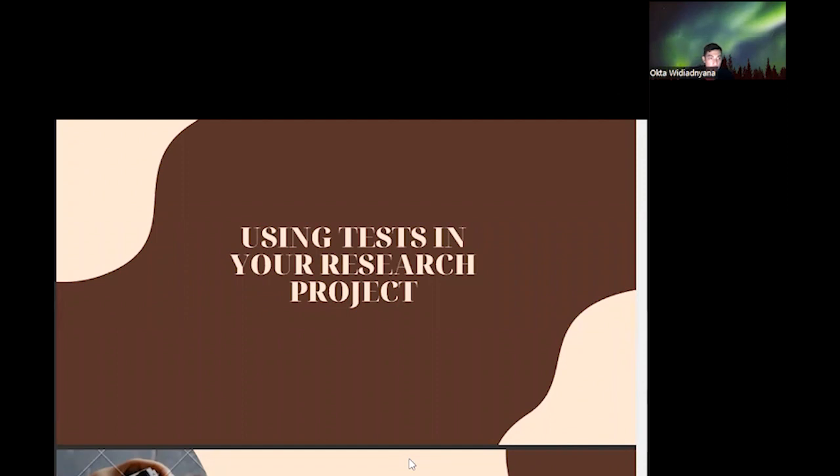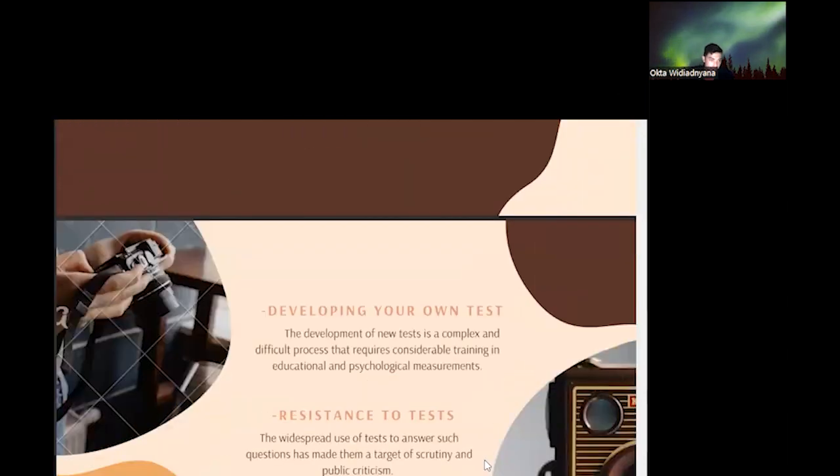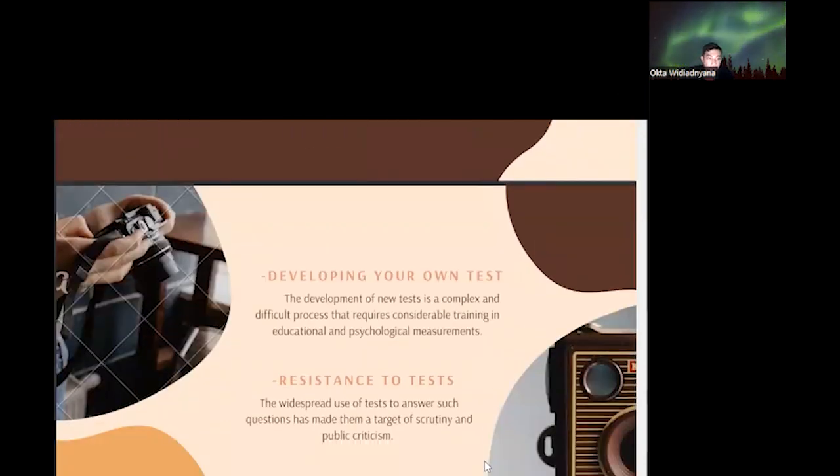Okay, the next subtopic: using tests in your research project. There are four elements. The first, developing your own test. The development of a new test is a complex and difficult process that requires considerable training in educational and psychological measurement. Therefore, it is recommended that we ensure that there are no matching tests before developing your own.